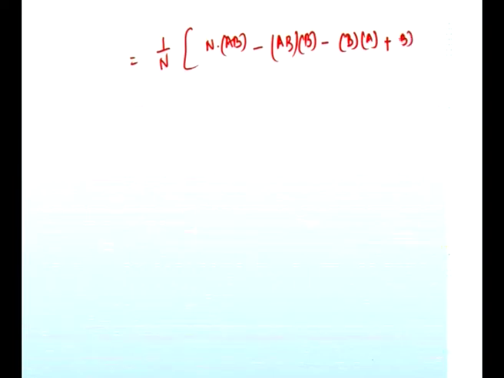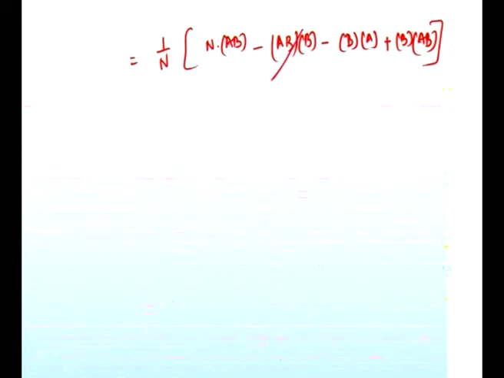This is equal to, now take that 1 by n outside: 1 by n, just multiply n into ab minus ab into b, minus b into a, plus b into ab. Okay.